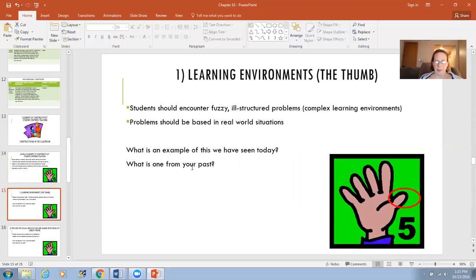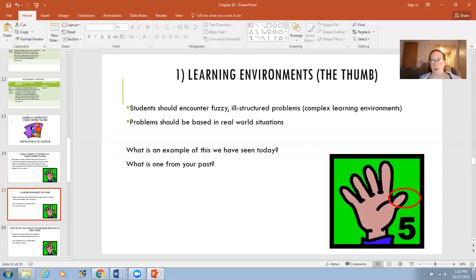All right, so the learning environment. The thumb. Students should encounter fuzzy, ill-structured problems. They should encounter complex learning environments. Problems should be based in real-world situations. What is an example of this that we have seen today? What is one from your past?